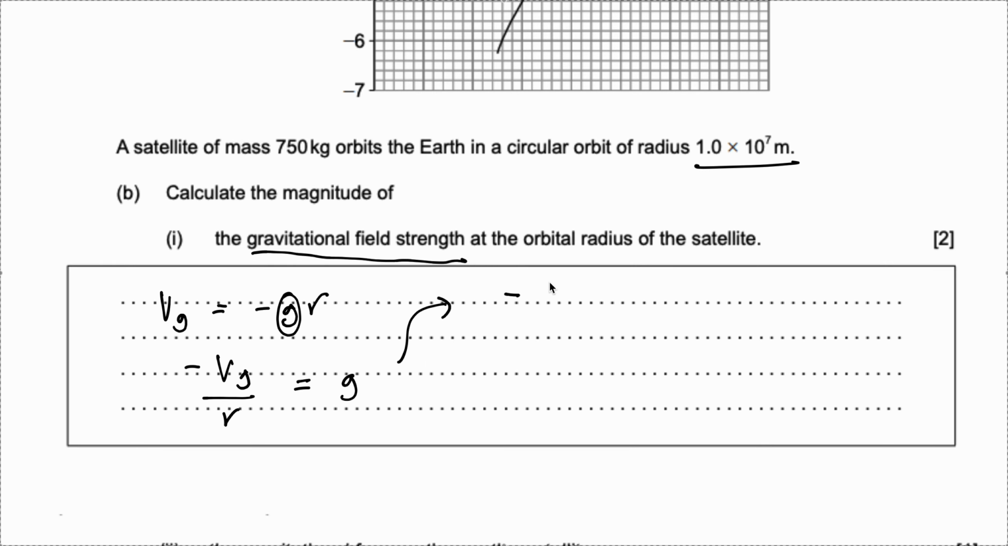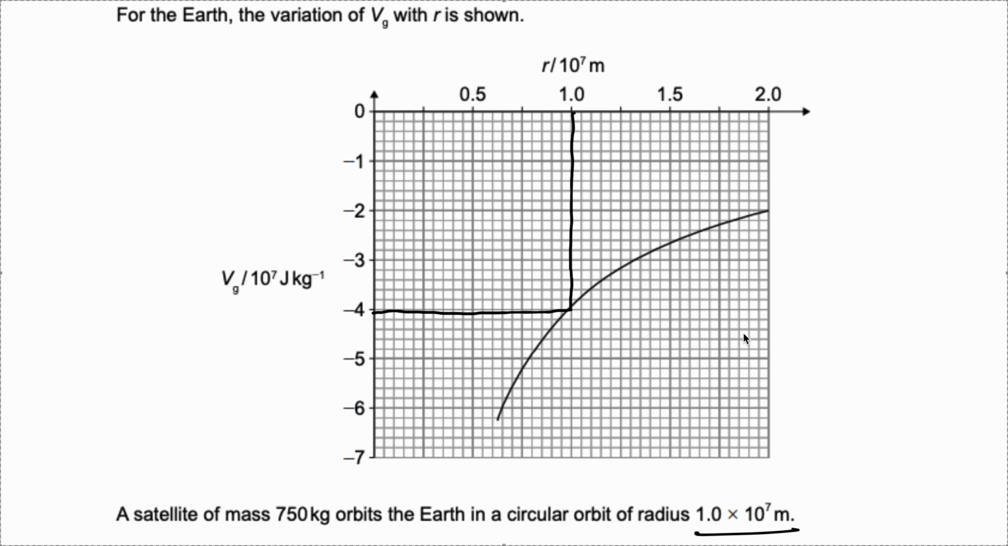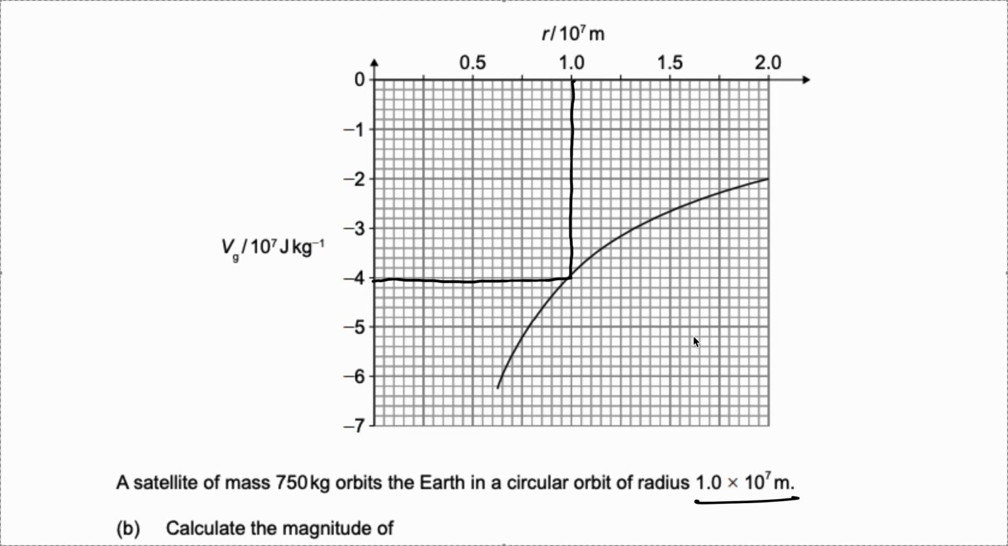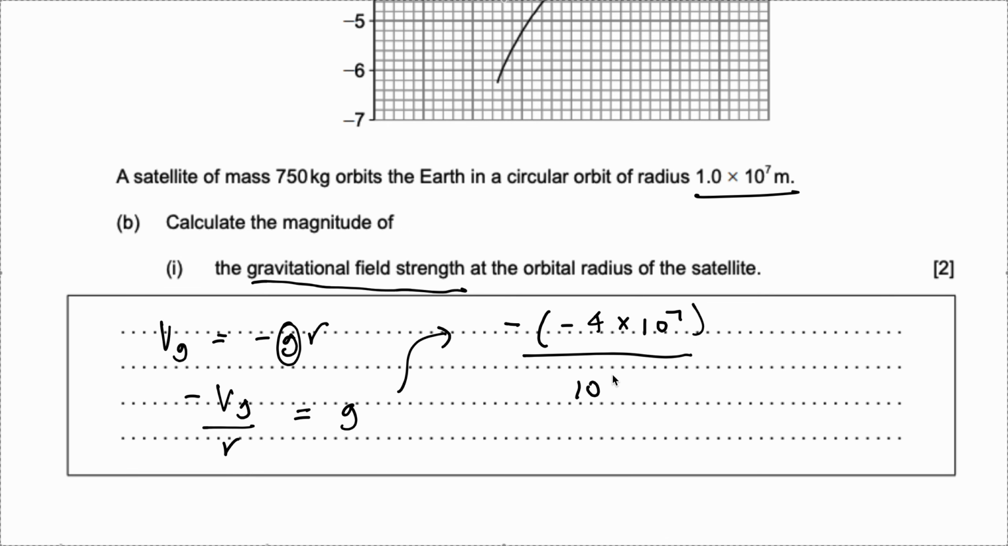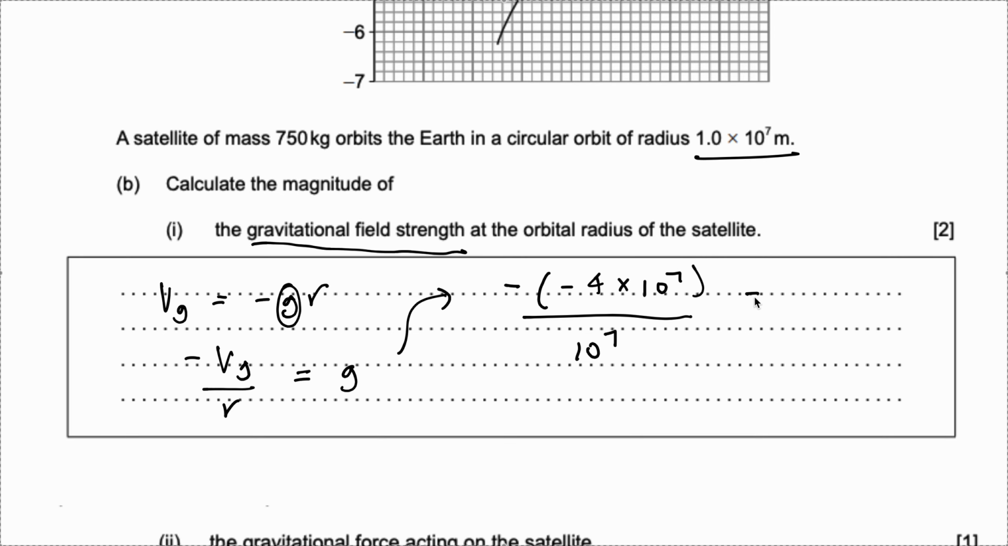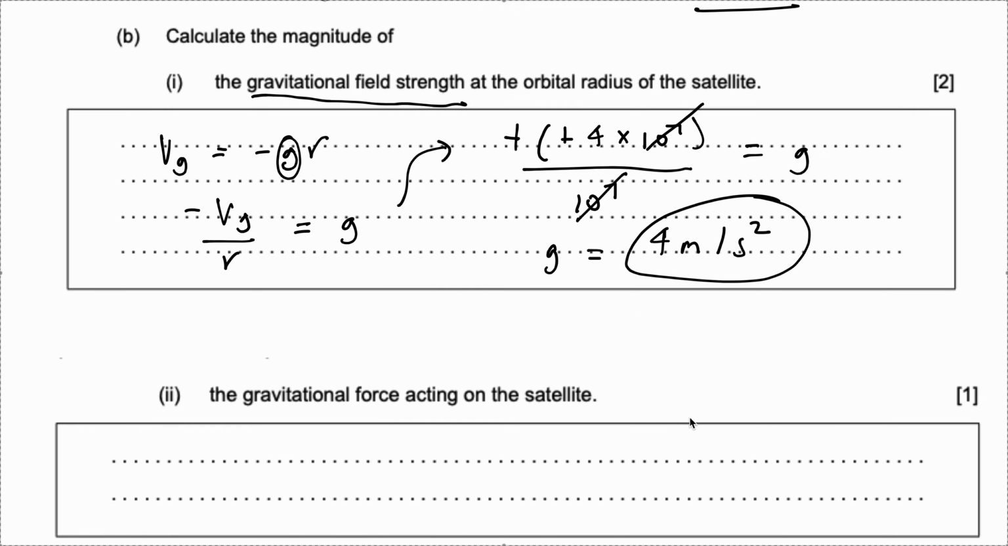So I can say negative 4 into 10 to the power of 7, and this is over the orbital radius, and the orbital radius is 10 to the power of 7. So I just use whatever they gave me, looked at the graph, and got the data points that I need. So that's equal to g. So g is basically equal to, this becomes a positive, these two cancel, and so 4 meters per second squared, because this is basically just gravitational acceleration. And that's the answer for this question.